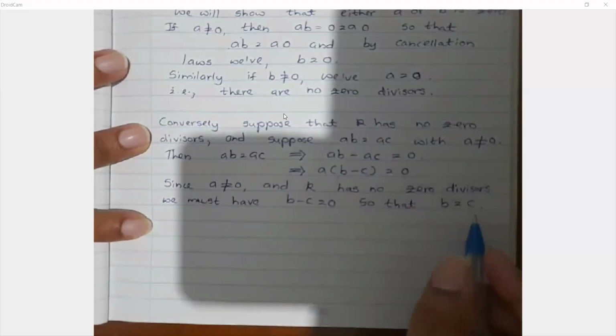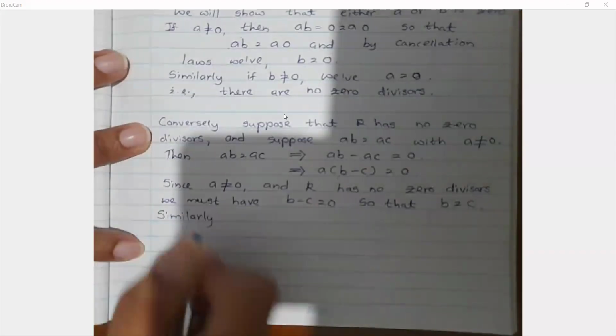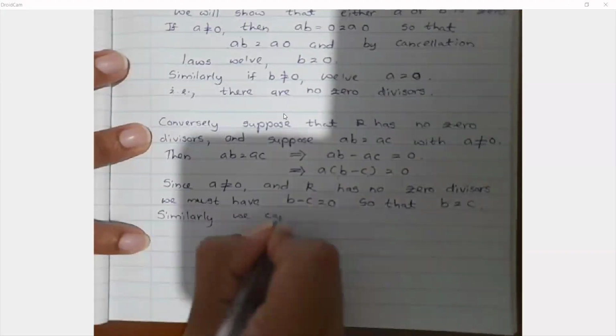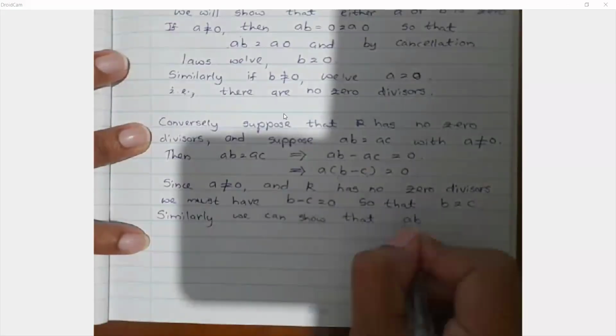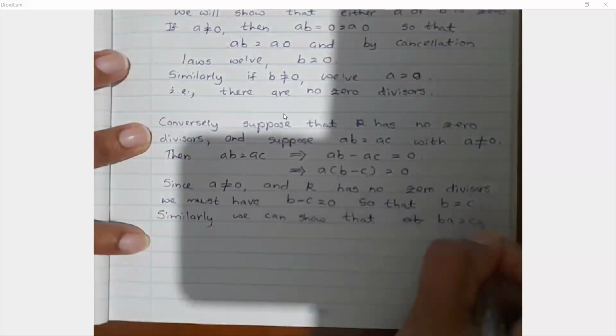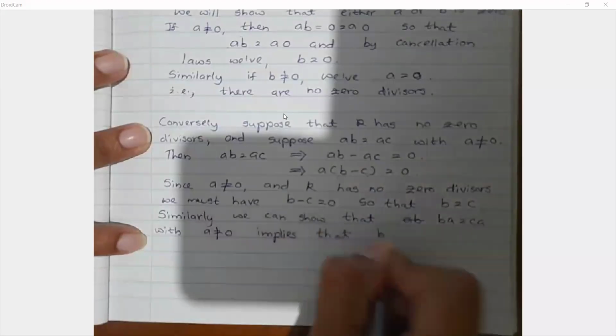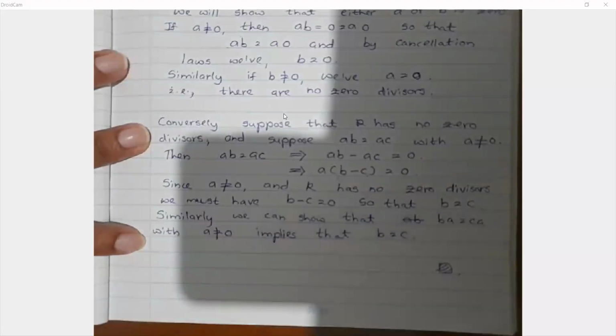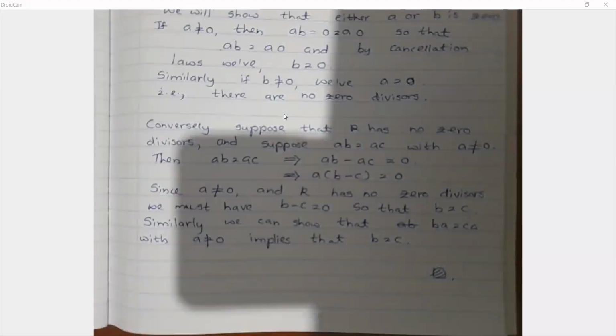On the other hand, in a similar fashion, we can show that for non-zero A, BA equals CA, and once again, we end up getting B equals C. So let me write similarly: we can show that BA equals CA with A a non-zero element implies that B equals C, and we are done.